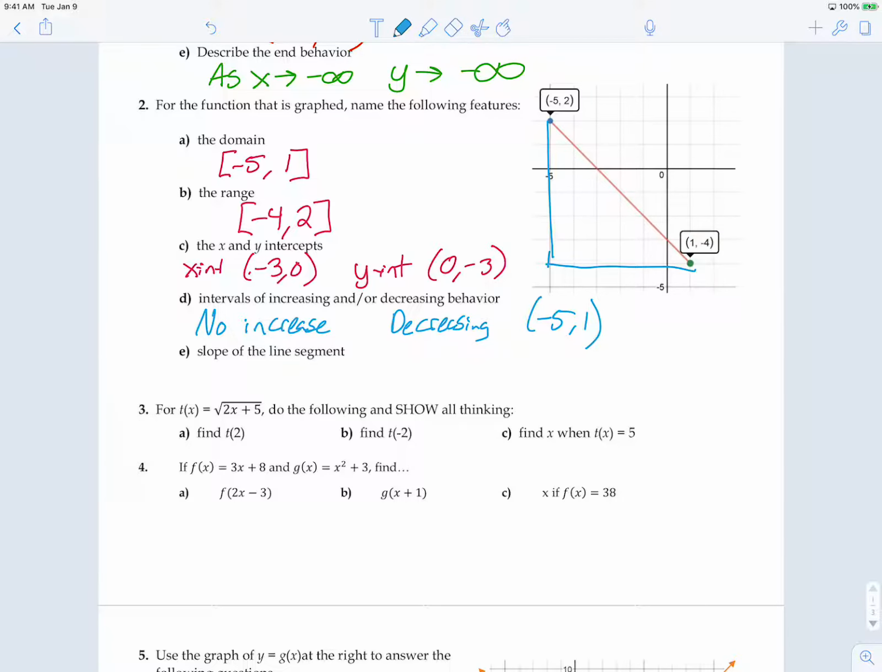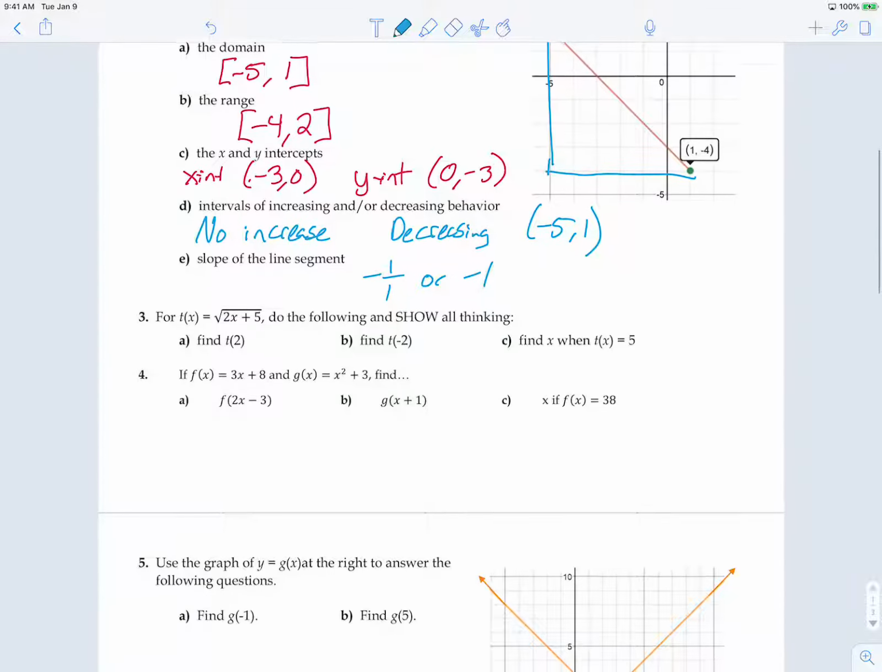You end up with a slope of -1 over 1 or just -1. Okay, evaluating a function for a given value.